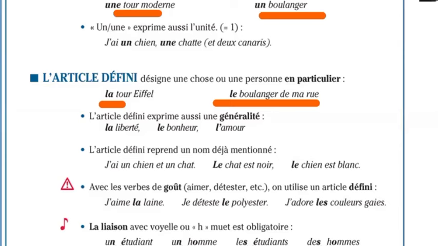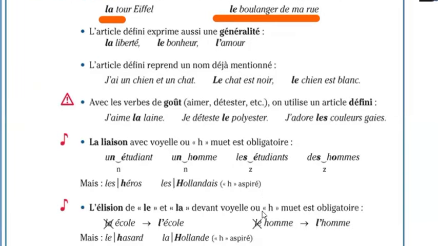But beyond that usage, there are other usages as well. We can use the definite article for general reality, to express reality. For example, liberty, freedom, la liberté, le bonheur, l'amour, those are realities. So they can be used that way. So we can use the definite article in those ways. So this is very important.